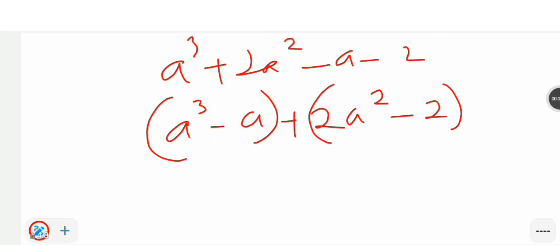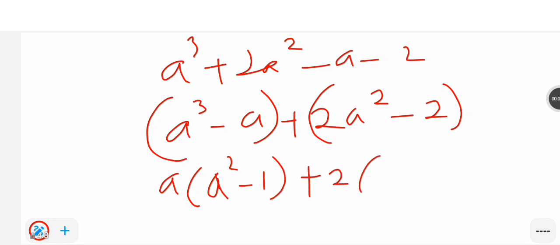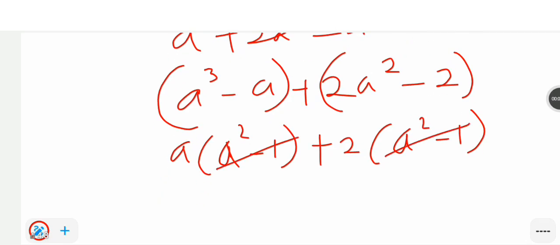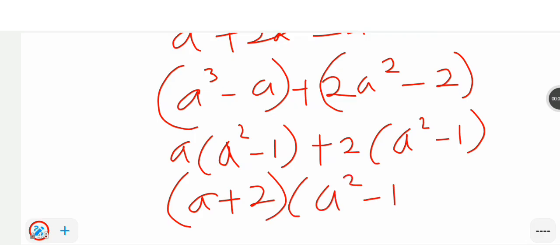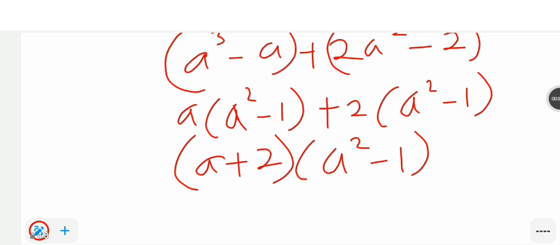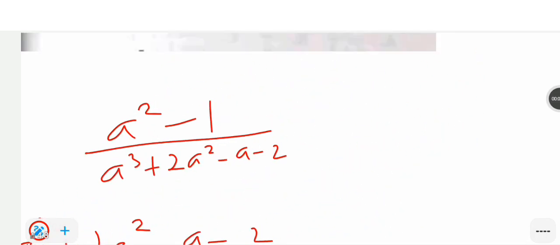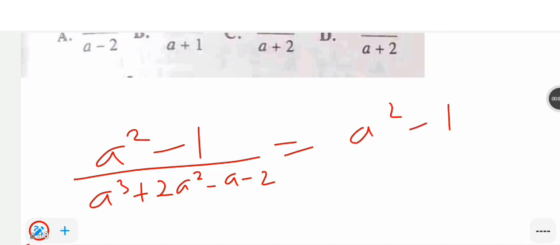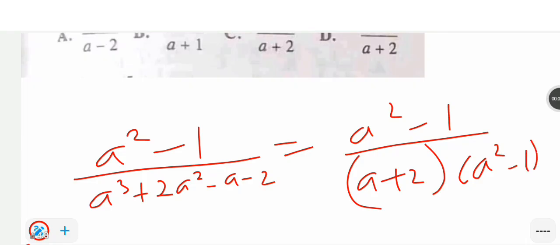So you can see it's very easy like this. Then factorize. A is common here. A squared minus 1. 2 is common here. So you know you are right because you have the same thing in the bracket. Then this will give you, so just bring this one to the original expression, a plus 2, a squared minus 1. So that means this one will be a squared minus 1. This one was a plus 2, a squared minus 1. That's the simplified version.